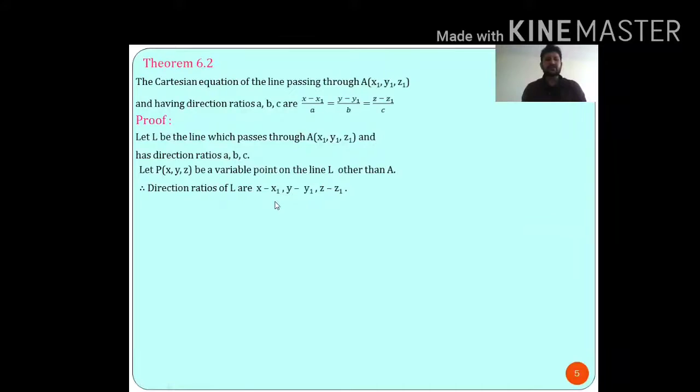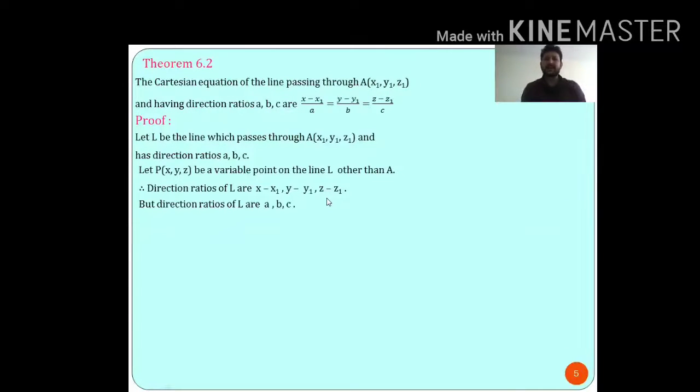Therefore, the direction ratios of line L are obtained as the change in x coordinate, x minus x1, y minus y1, z minus z1. These are the direction ratios of line L. And we have been given the direction ratios of the parallel vector. If the parallel vector is given, it is the same for the line also. So the direction ratios of line L are a, b, c. Both represent direction ratios of the line.